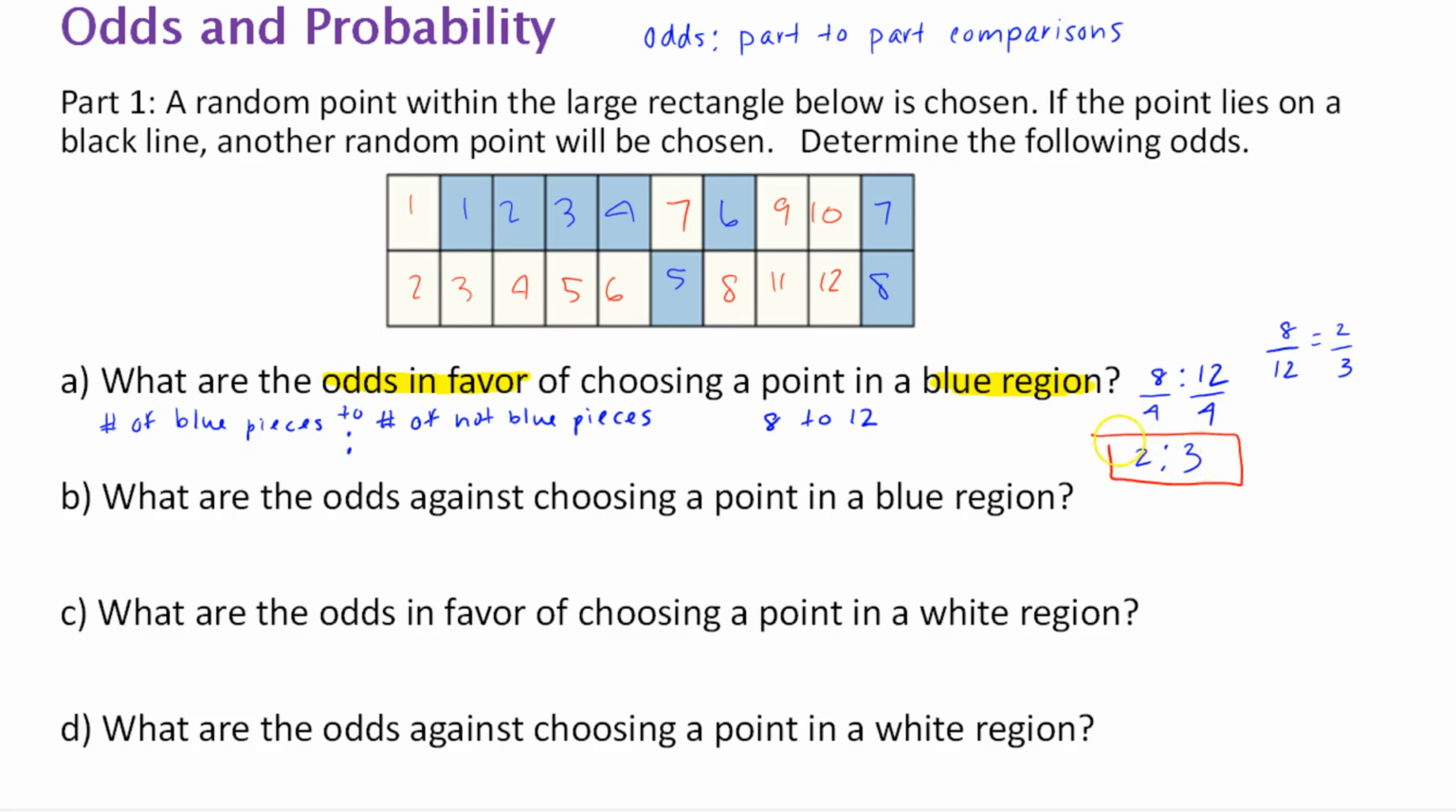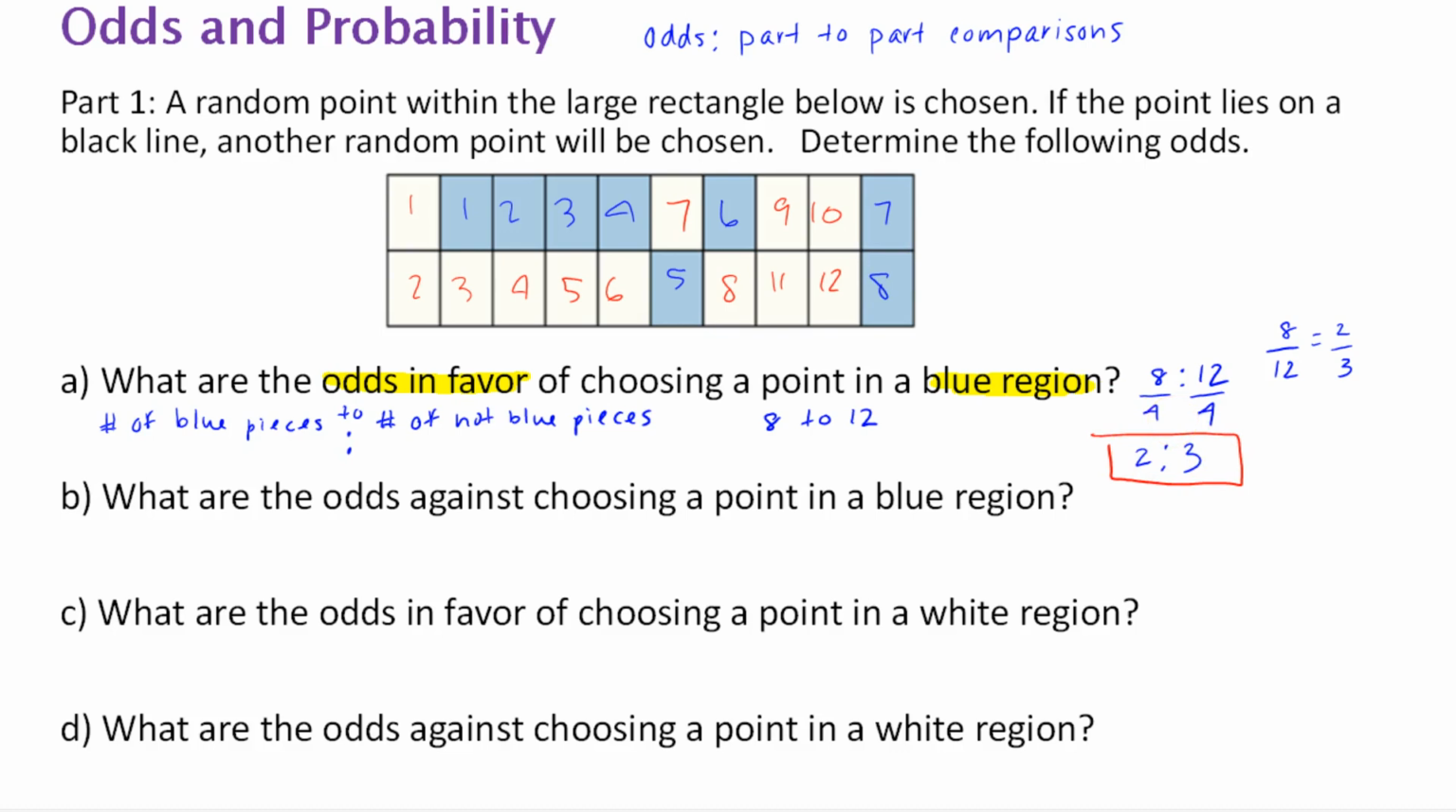Basically what this means is, on average in the long run, just like the random frequencies show us, if you just try once, we don't know exactly what's going to happen, but if we did this many, many times, on average we'd get 2 blues for every 3 not blues or whites.